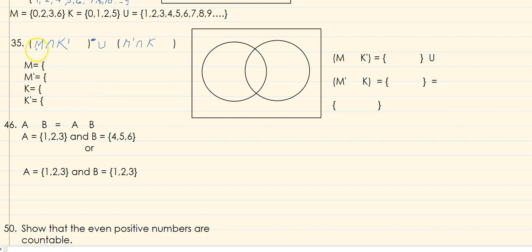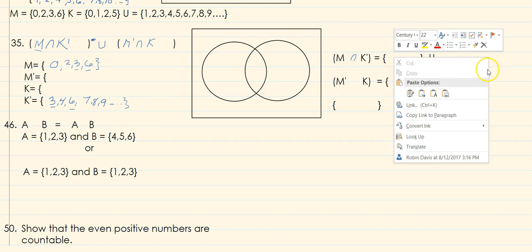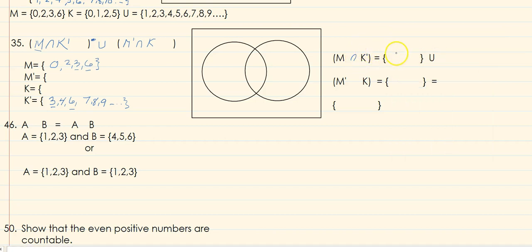We know that M, our first set here, was 0, 2, 3, and 6. Now we're looking for a K complement. That will be everything that is not in M, but is also in the universal set. So K complement is 3, 4, 6, 7, 8, 9, and so forth. We're looking for intersection. So is there anything in intersection here? Absolutely. We have the numbers 3 and 6 that are in intersection. So M in intersection with K complement is the numbers 3 and 6.